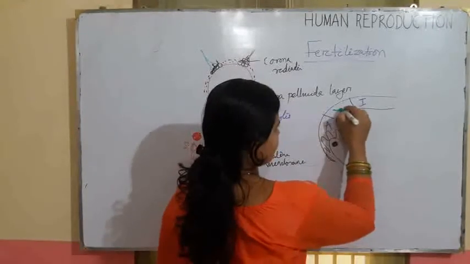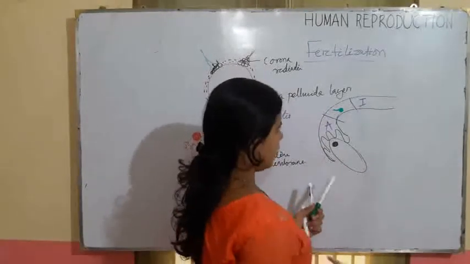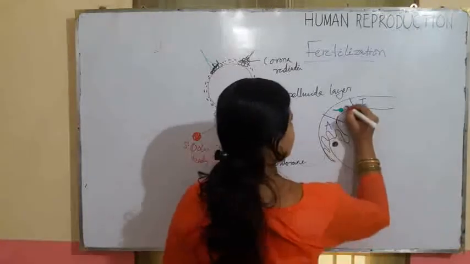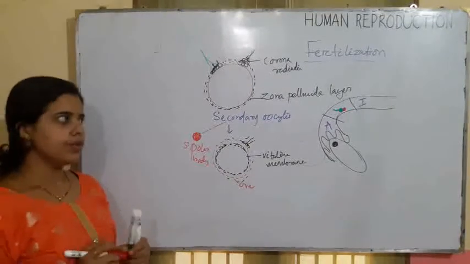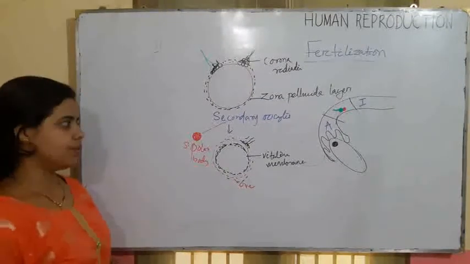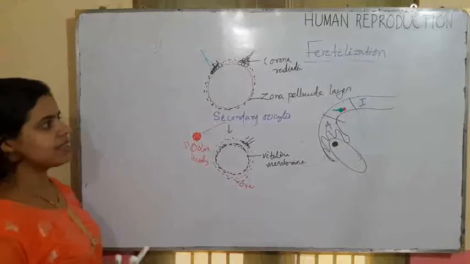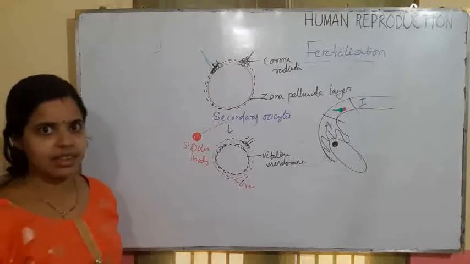Suppose this is the sperm and this is the ovum. They fuse together to form the zygote. How does this fusion take place? It is also not a simple, single step.